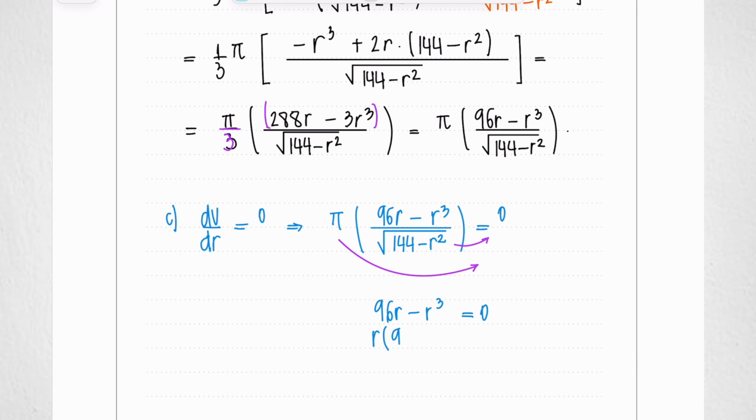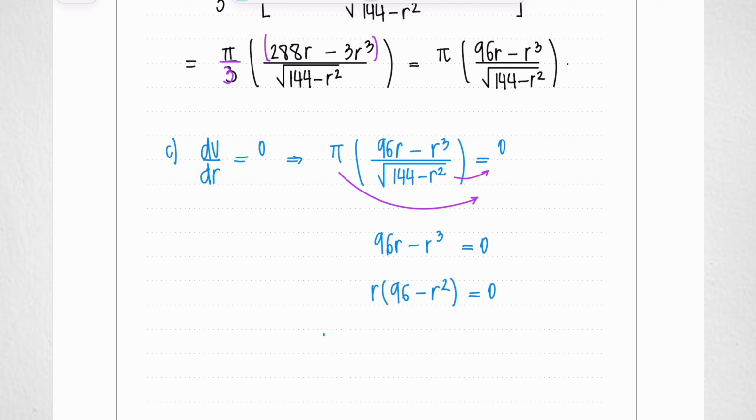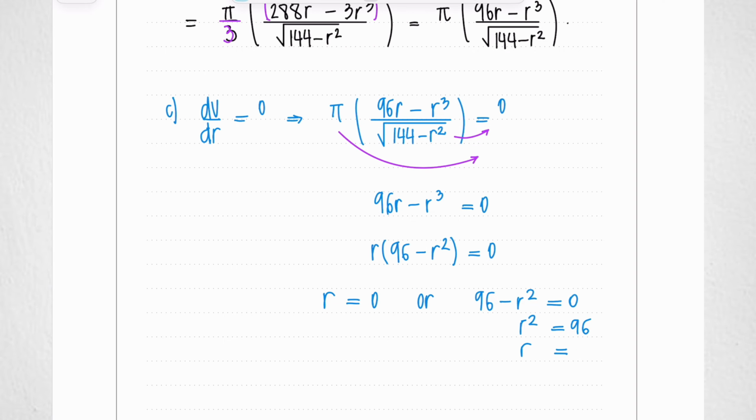We can factor out an r and break this down into 2. Either r is 0, which does not make sense with the context of this problem, or 96 minus r squared is equal to 0, which means that r squared is 96 and r is positive. It's got to be positive. The root of 96, also known as 4 root of 6.